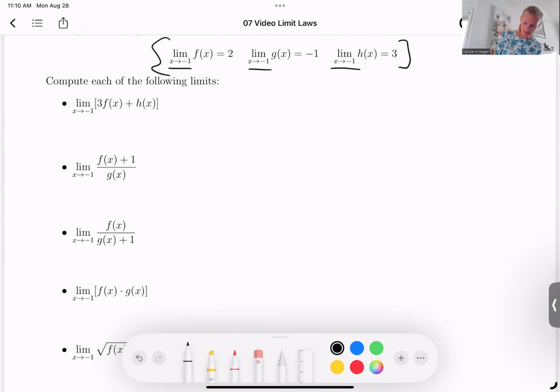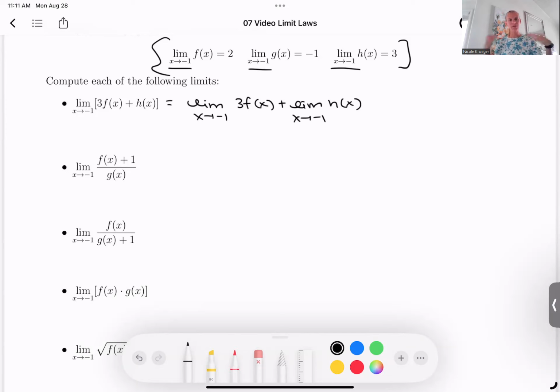So for this first one, we see that we have 3f of x plus h of x, and we have that limit law that says we can break addition inside of a limit into two separate limits. So we can make this the limit as x approaches -1 of 3f of x, plus the limit as x approaches -1 of h of x. Okay, you have to write that limit out each time. I will take points off if you are not writing those limits out. With the limits, this equality might not hold if we're not working with limits. So you have to include the limits.